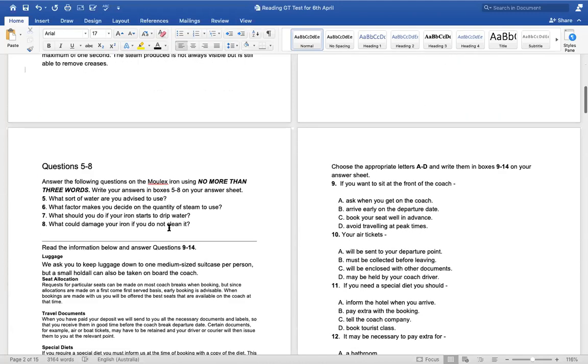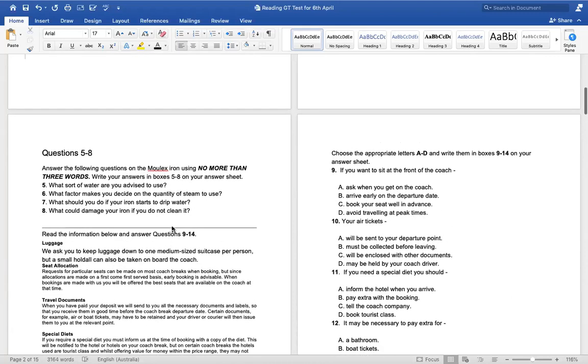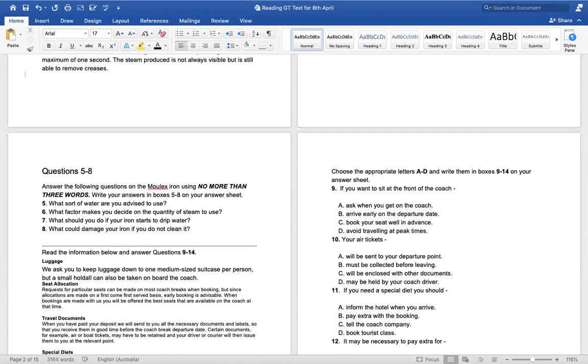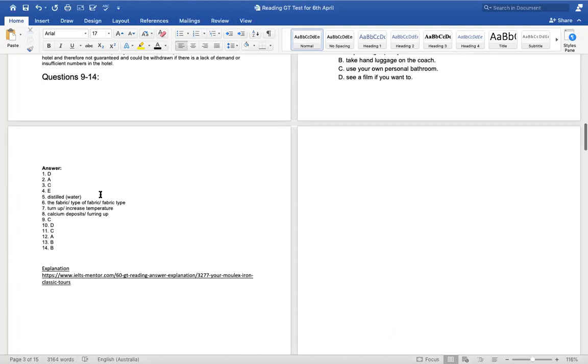What could damage your iron if you do not clean it? Let me look at your answers. I think you've given the right answer. All of you have written calcium deposit, Chirag, Rajesh, and Jitin. So yes, it's calcium deposits or furring up.